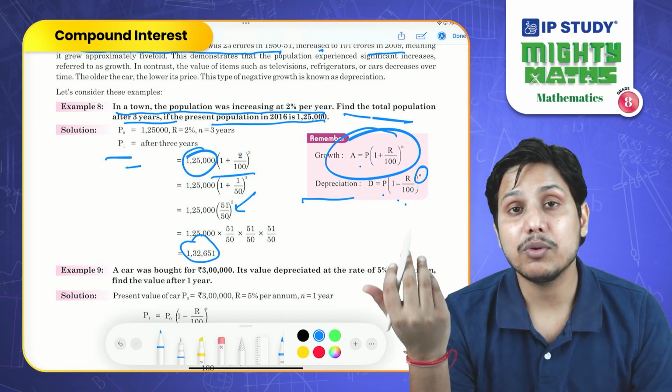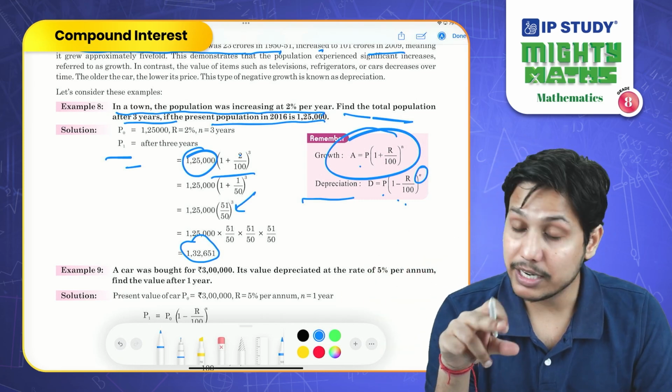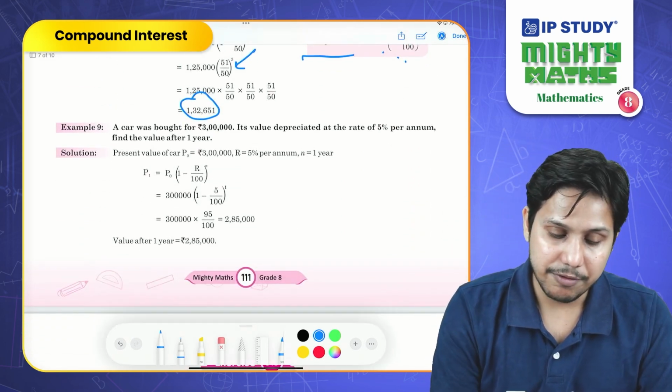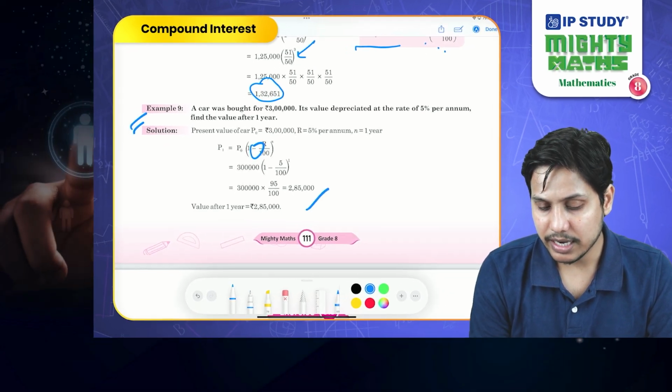So if you want to calculate the increase in population, we can subtract the initial population from the final population. Yes. Similarly, for a depreciation case, we can have a negative sign over here and we can calculate the value.